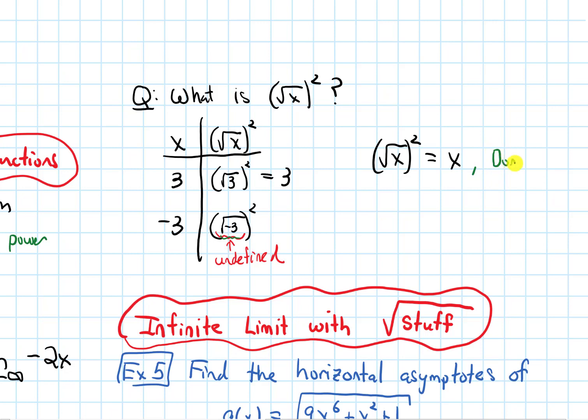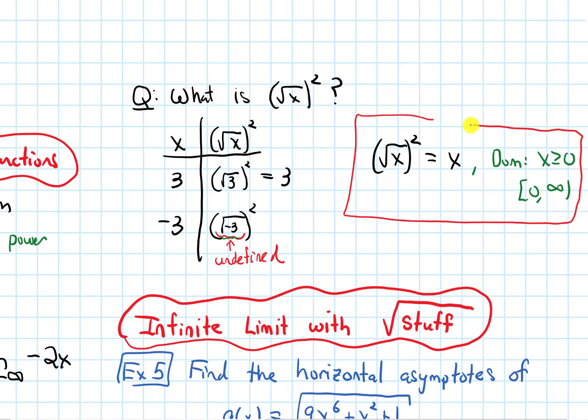Okay, and the domain here is different. It is x is greater than or equal to 0, or in interval notation, I could write 0 with a bracket onwards to infinity. Okay, and let's put this in a box. So that is what the square root of x quantity being squared simplifies to.